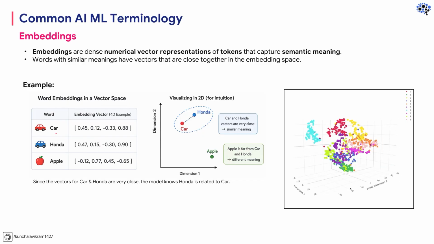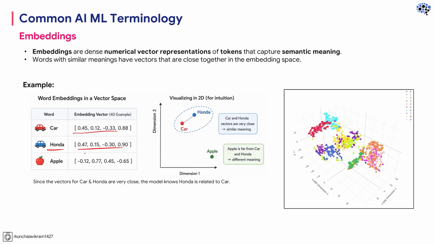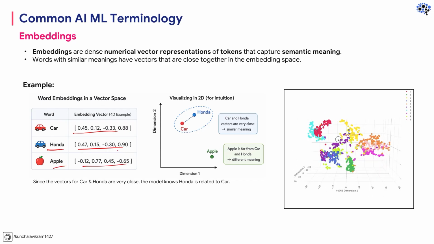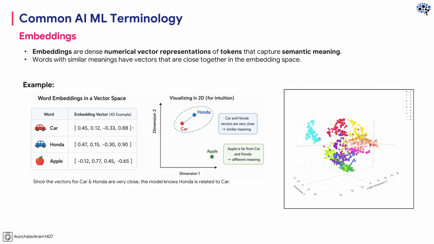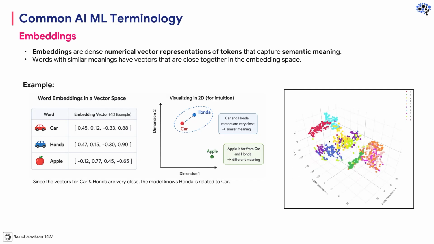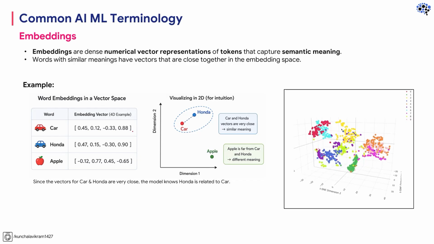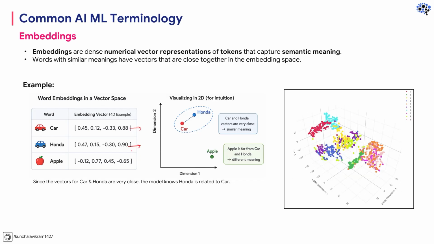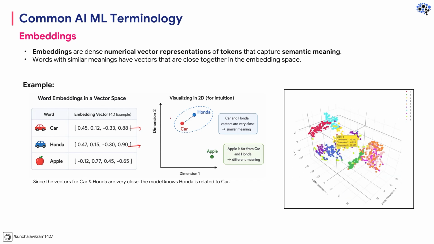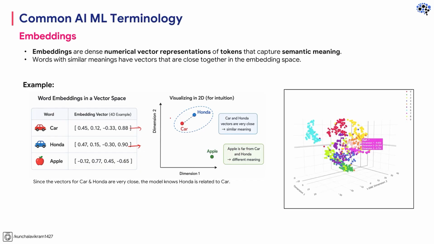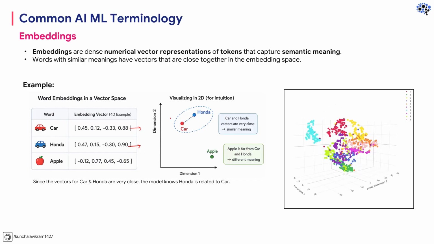If you take the case of car, it has a certain embedding, Honda has a certain embedding, and Apple has a certain embedding. If you plot them in the vector space, you can see Honda and car are very close to each other because they are related. This is learned in the process of training, and the model assigns vectors so that car and Honda are very close to each other. It usually does this during extensive training, seeing car and Honda across multiple documents from the training data.